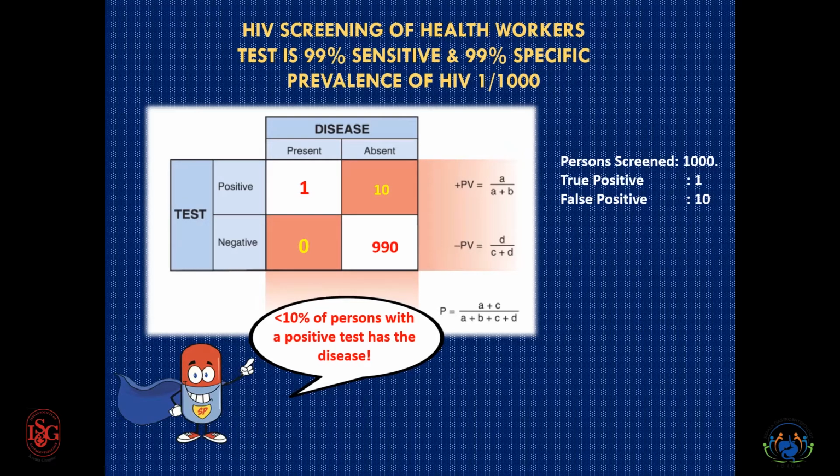And when you screen in such situations, as soon as you see a person is HIV positive, don't throw him out of the job. Confirm it with better tests and more important tests. This is one of the important things in screening populations with lower prevalence.